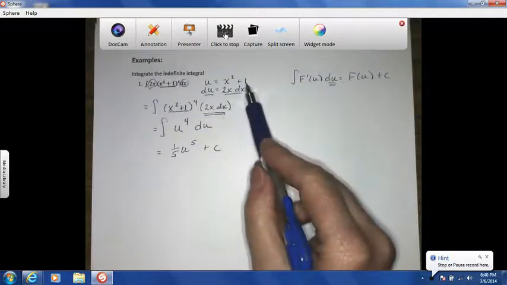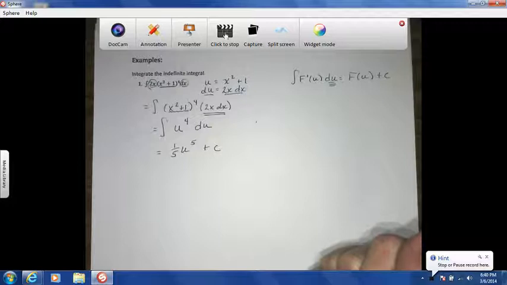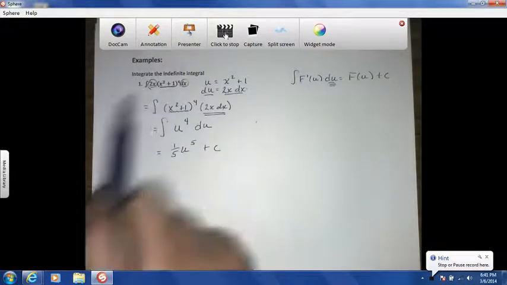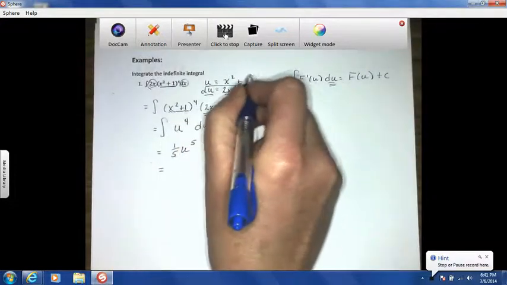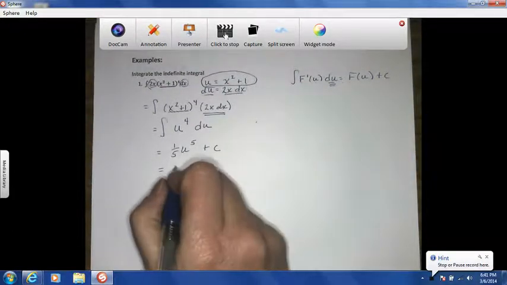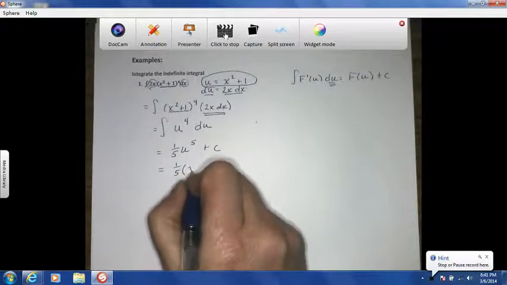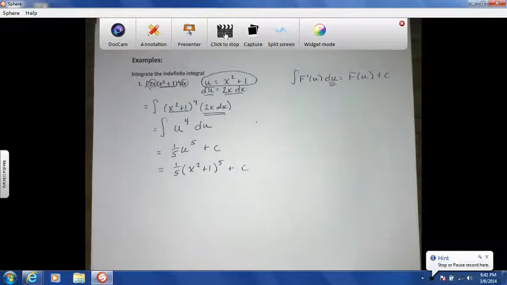U was a substitution variable that we chose in order to make the problem easier and more manageable. However, the final answer should always be back in terms of the original variable, which in this case is x. So I'm going to come back up here to my u being equal to x squared plus 1, and I'm going to substitute that in for u. So we'll have 1/5 times the quantity of x squared plus 1 to the 5th, and then plus our constant of integration. And I do not expect you to FOIL that out.